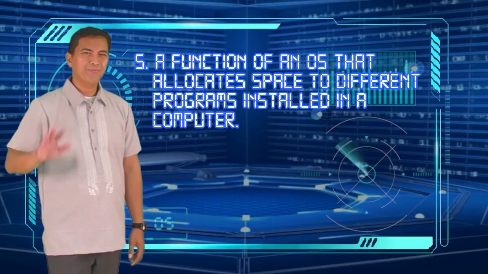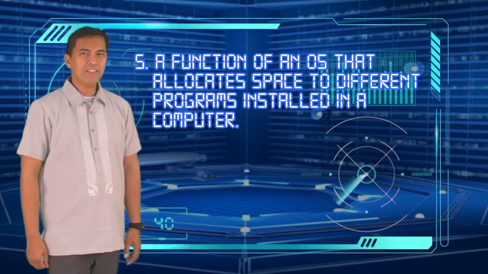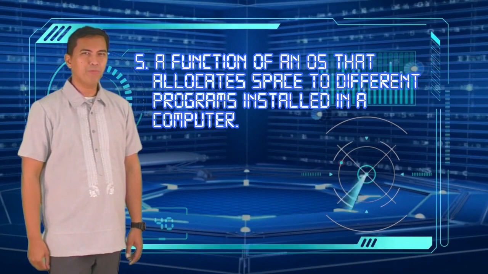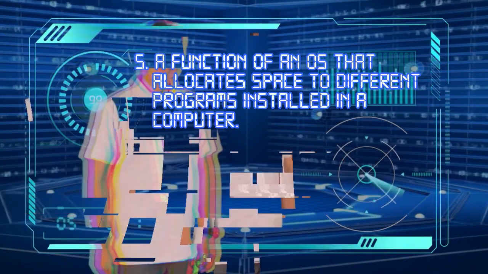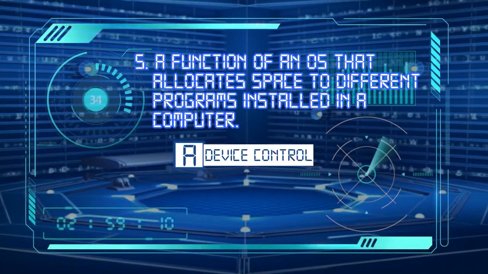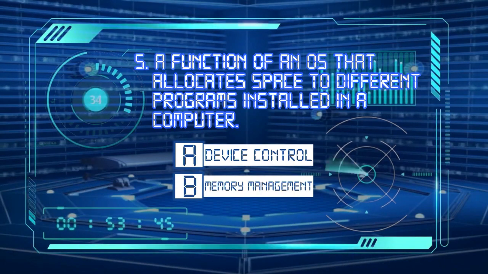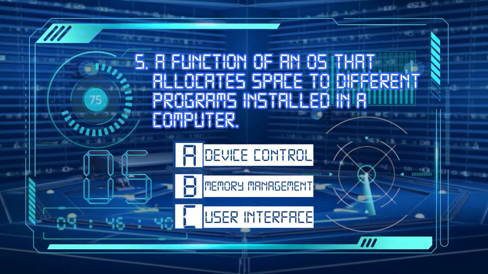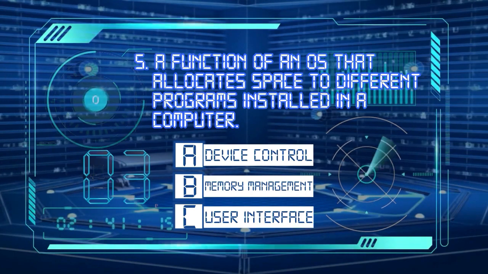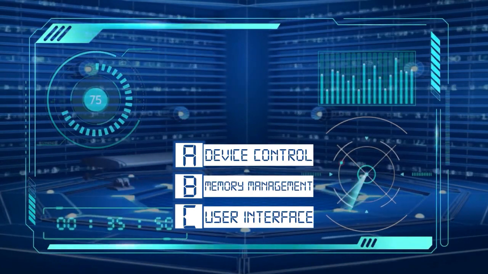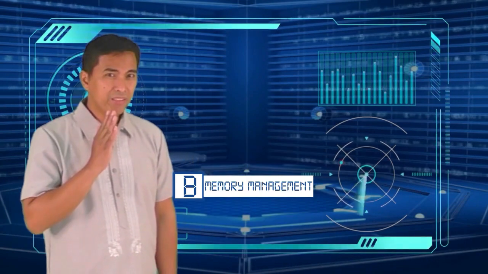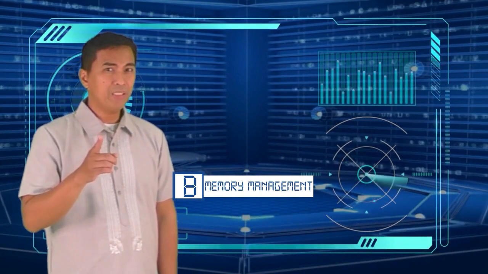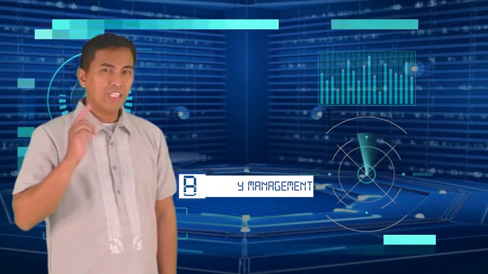Number 5. A function of an OS that allocates space to different programs installed in a computer. A. Device control. B. Memory management. C. User interface. 5, 4, 3, 2, 1. What is your answer? If you answered letter B, memory management, then you are correct. Amazing! Fernandino teens, keep it up.